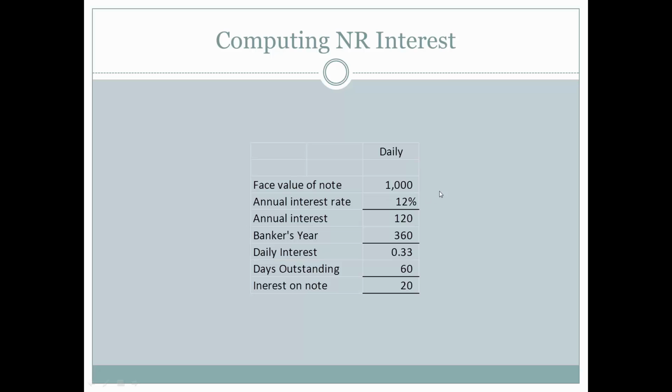The face value of the note is $1,000. The annual interest rate is 12%, and this will give us our annual interest. Now we want to be able to convert the annual interest into a daily rate so that we can determine the amount of interest on the note when it's paid off in 60 days. So we'll take the annual interest and divide it by 360 days, which is the banker's year. And we have a daily interest of 33 cents. The number of days outstanding are 60 days, so the interest on the note will be $20.